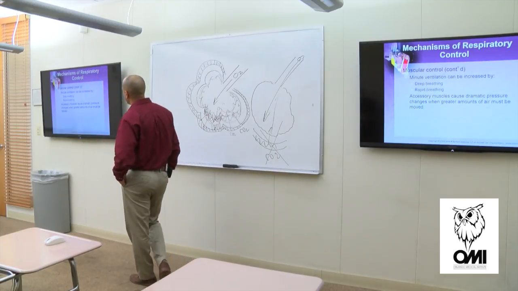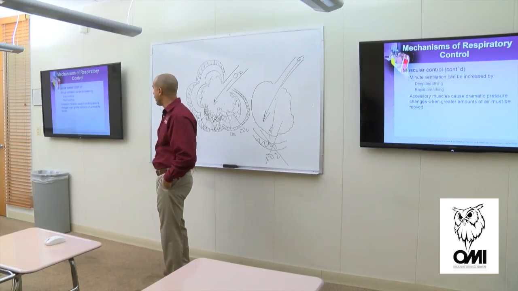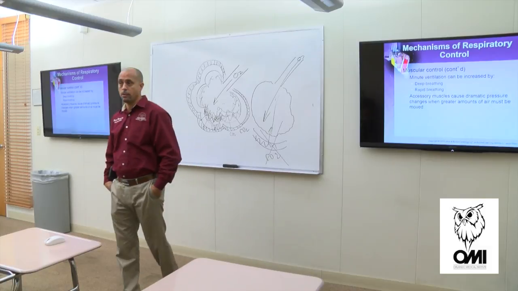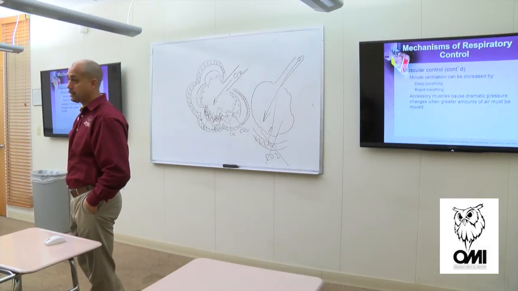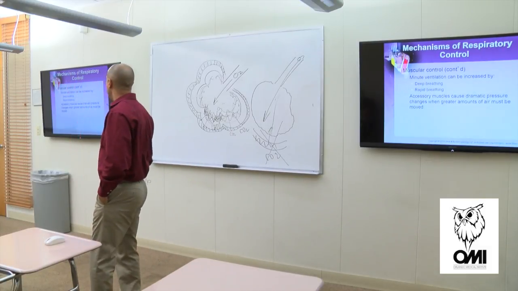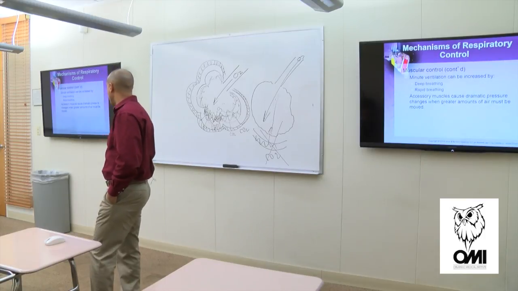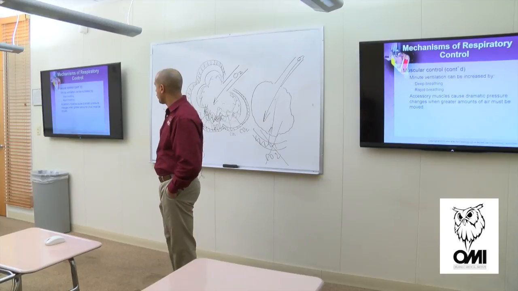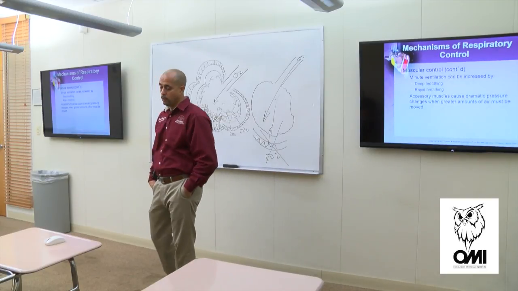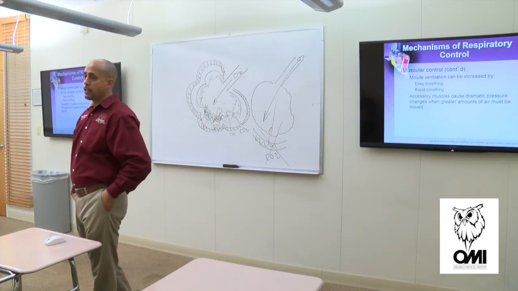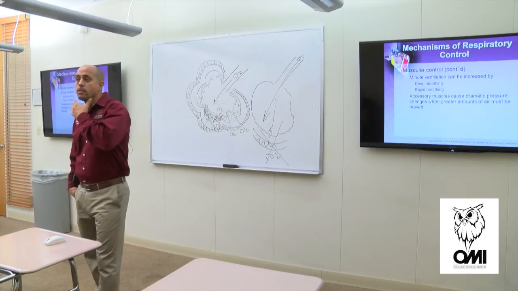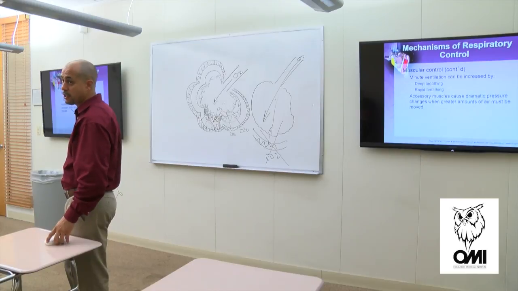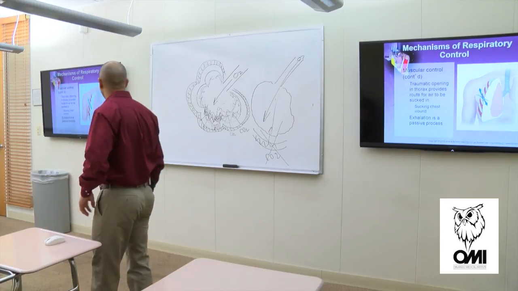Minute volume, we talked about this in respiratory, can be increased by the depth of breathing and the rate of breathing. The faster you breathe, the deeper you breathe, the more you take in, so the minute volume will change. Accessory muscles cause dramatic pressure changes when a greater amount of air must be moved. So we use accessory muscles like the abdominal muscles and neck muscles to assist in the adequacy of breathing when a patient is in distress. All right?